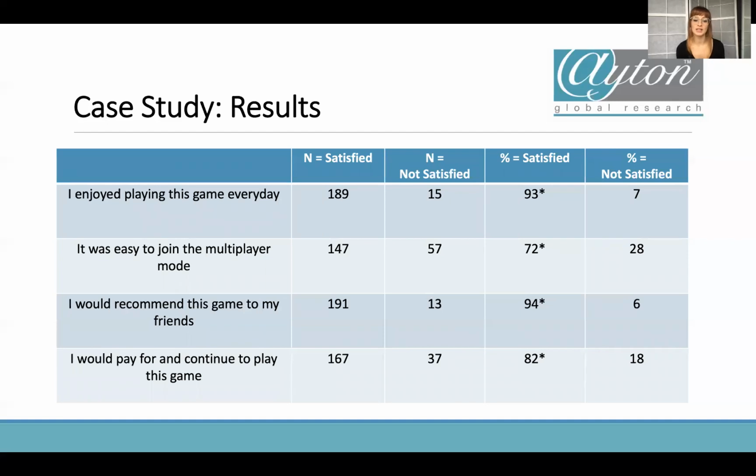94% of people, though, would recommend this game to their friends, and 82% of people said they would pay for the game so they could continue to play it. So again, really good results there. They can even use it in their marketing or towards their product development. They've got a couple of options of how they could use it.